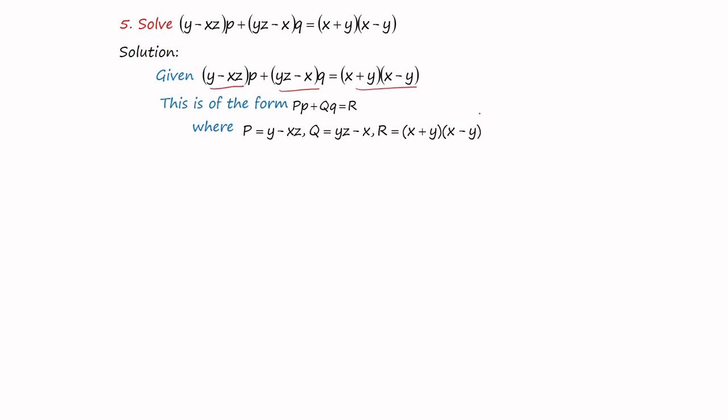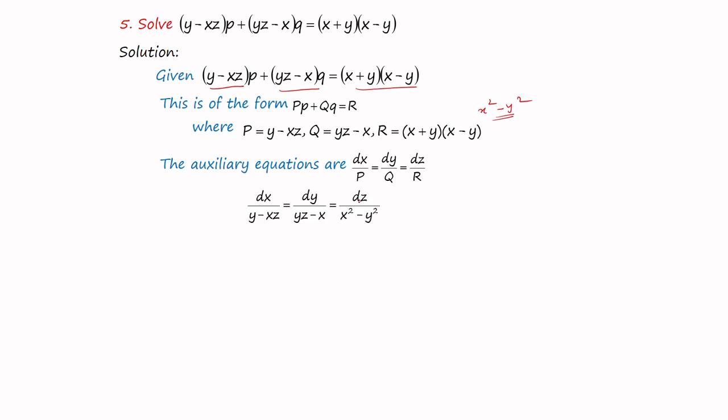Sometimes in your problem, instead it is given as x squared minus y squared, and you have to take it to be (x plus y)(x minus y). For simplification, whichever you need, you can take it. Okay, now we have to write the auxiliary equation or subsidiary equation: dx by P is equal to dy by Q is equal to dz by R. Now we have to substitute the values of P, Q and R.